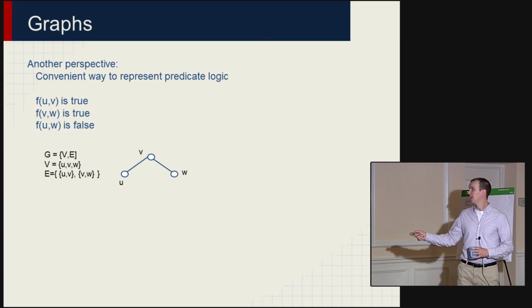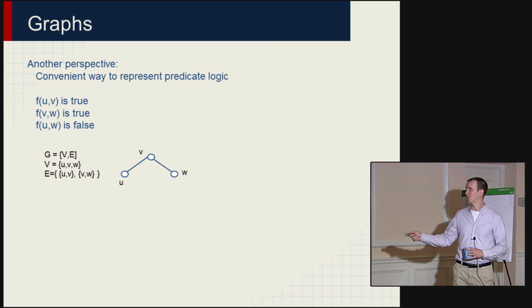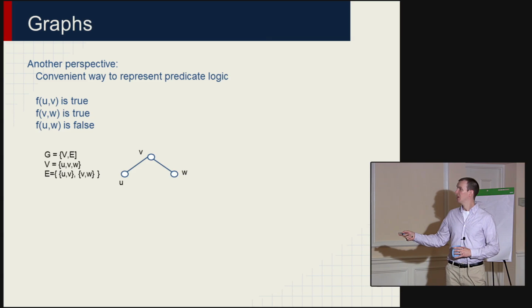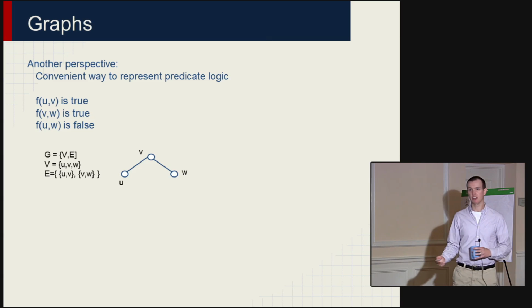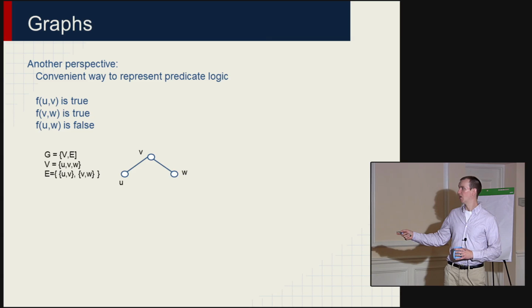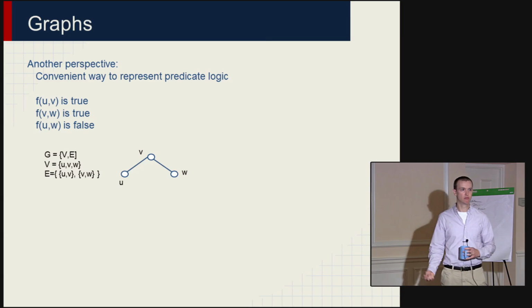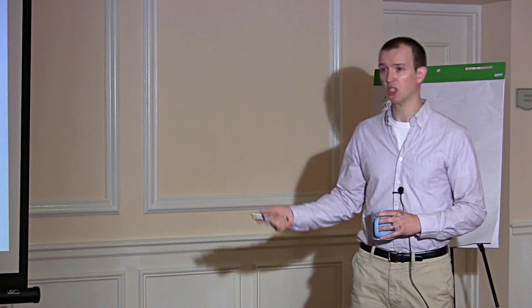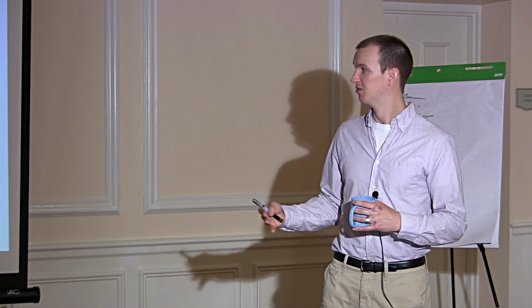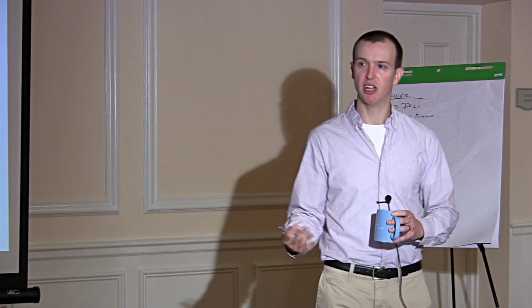So you could say, if this were your truth table, this is all the relationships between 3 objects, u, v, and w, and you wanted to represent the fact that f of u and v is true, and f of v and w is true, but f of u and w is false, then you could create a graph to represent this exactly, right? So you'd have edges in your graph that represent the truth statements, and then the absence of edges to represent falsehoods. So this is a good way to represent, say, family trees. You can represent the fact that one node in the graph is descended directly from another node in the graph.